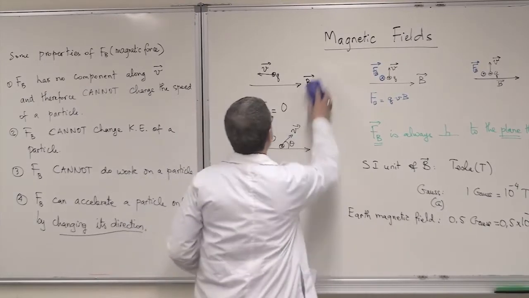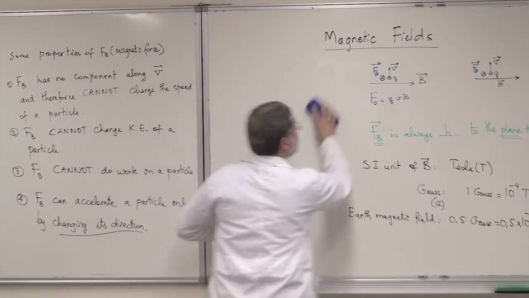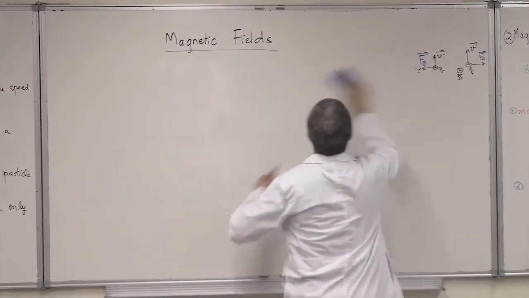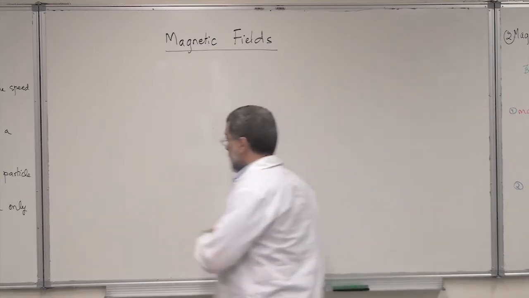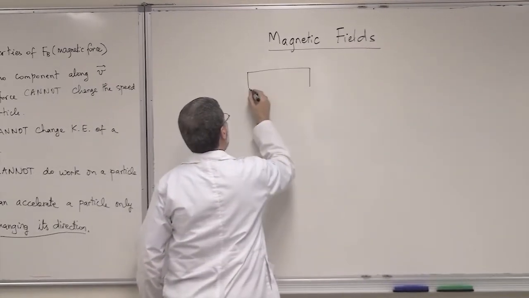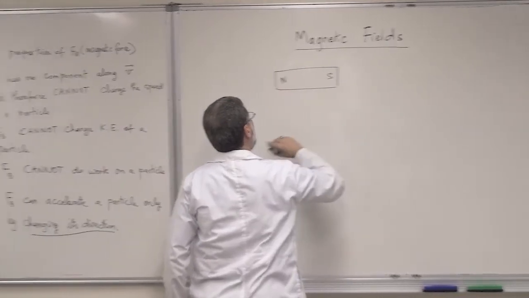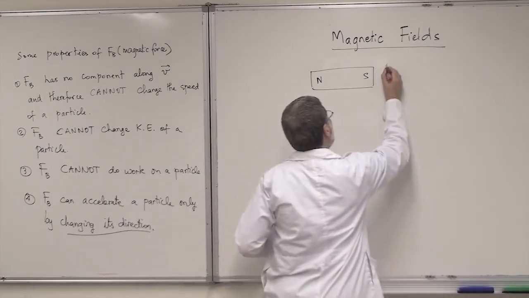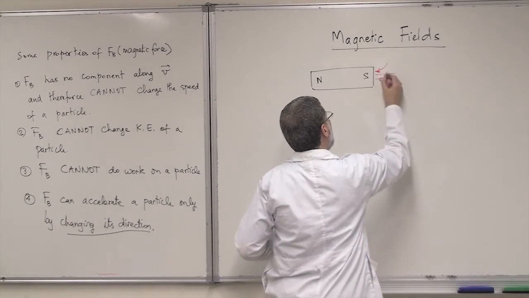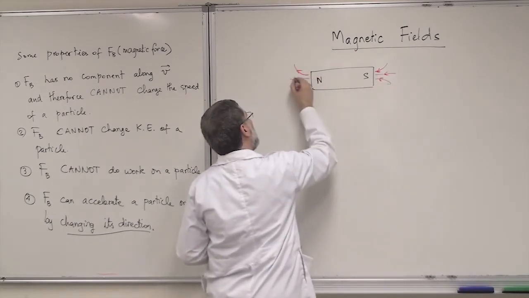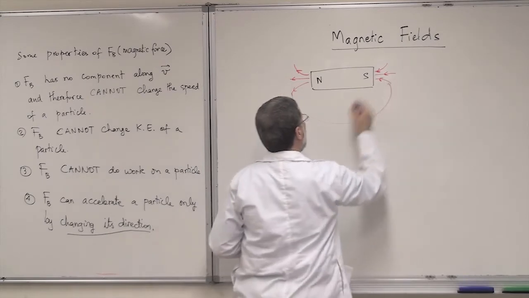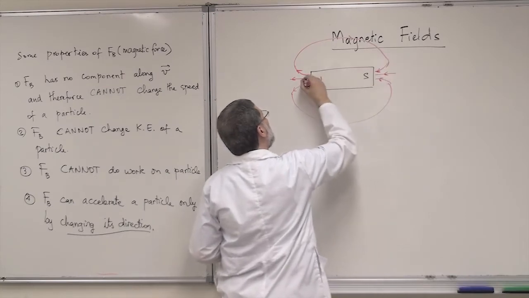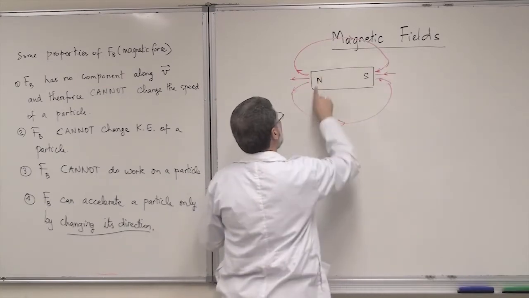Now let me show you some properties of the magnetic field itself. Remember we draw the permanent magnet. If we take a permanent magnet with north and south, it produces a magnetic field, and let me draw the magnetic field lines. Because these are vectors, they come out from the north pole and enter the south pole of the magnet.